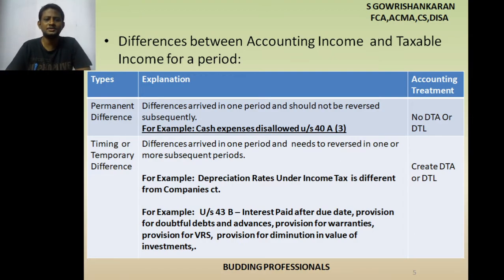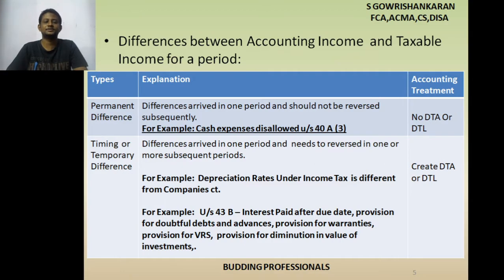So what is given here? The permanent difference explanation is: differences arising in one period that are not reversed subsequently. Meaning it is permanently disallowed. If there is a reversal effect, then only DTA is created. So in case of permanent difference, there is no reversal, so no DTA or DTL is allowed.